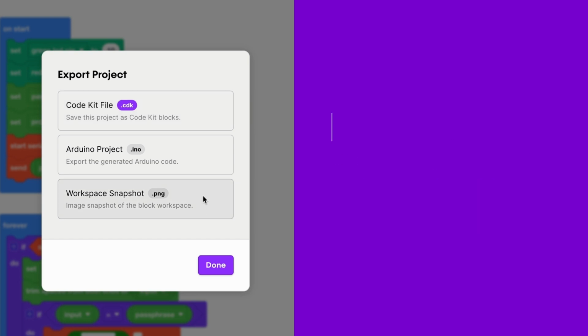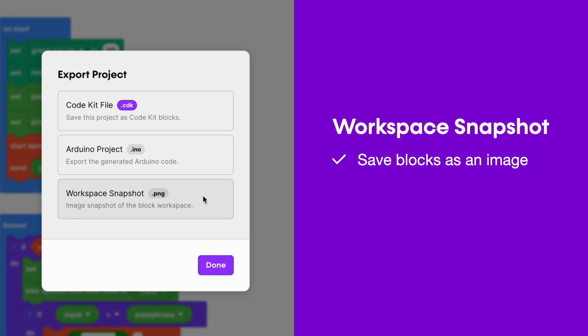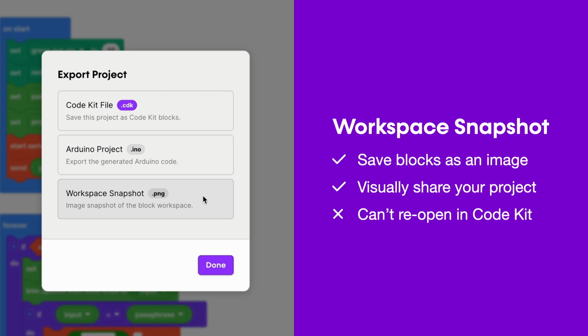And finally, we have the workspace snapshot option, which allows you to save all of the blocks in your workspace, even the ones that might be out of view at the moment, as an image. And this is a great way to visually share your blocks. Like with the Arduino project, this doesn't export the blocks in a way that can be re-imported again. So if you'd like to save your blocks for later, remember to pick the CodeKit file format.